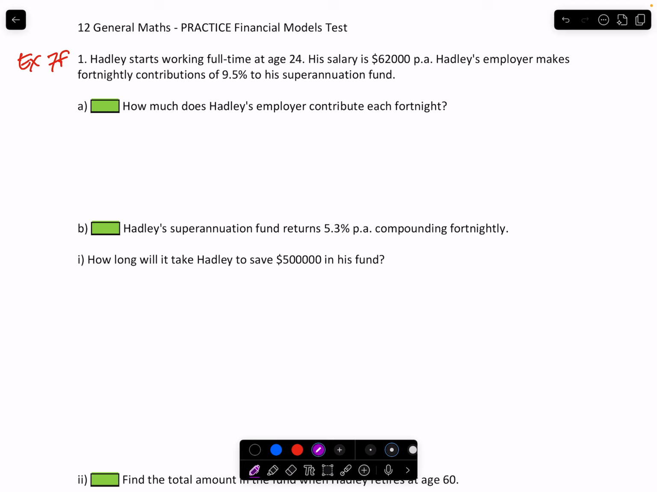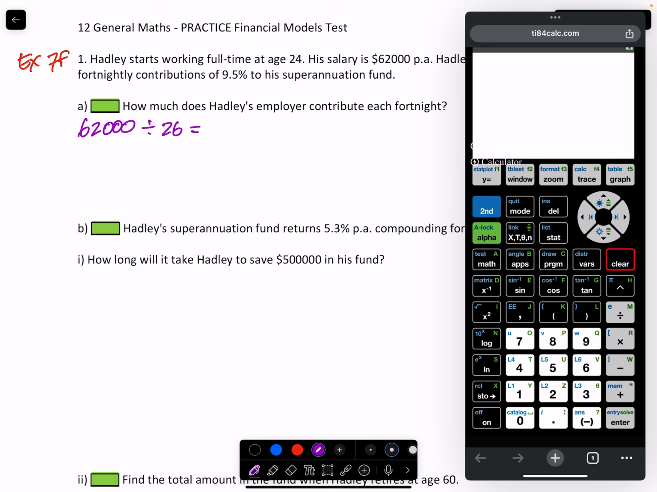How much does Hadley's employer contribute each fortnight? So his salary is $62,000 a year, but we want fortnight, so divide by 26. 62,000 divided by 26 is 2384.62 to 2 decimal points. But superannuation is only, in this test, 9.5. Please be aware in real life it's 11.5 currently. But in this test it's 9.5. Sorry, I should have highlighted the 62 grand.